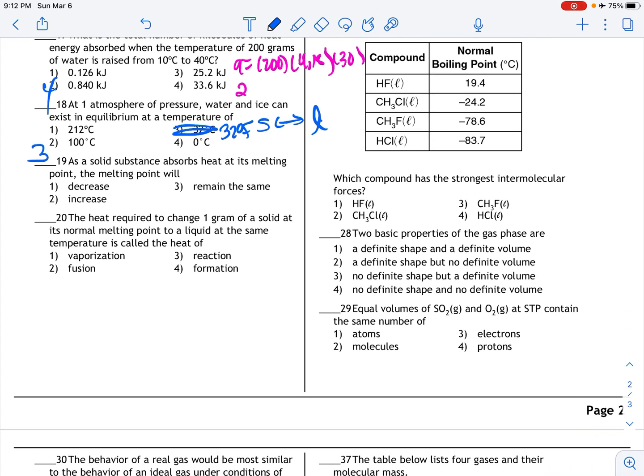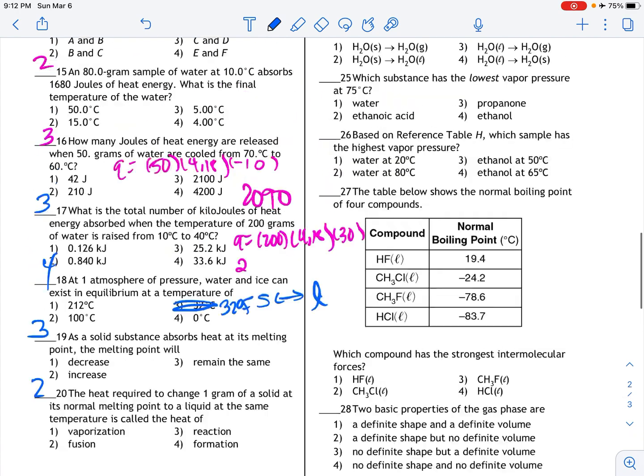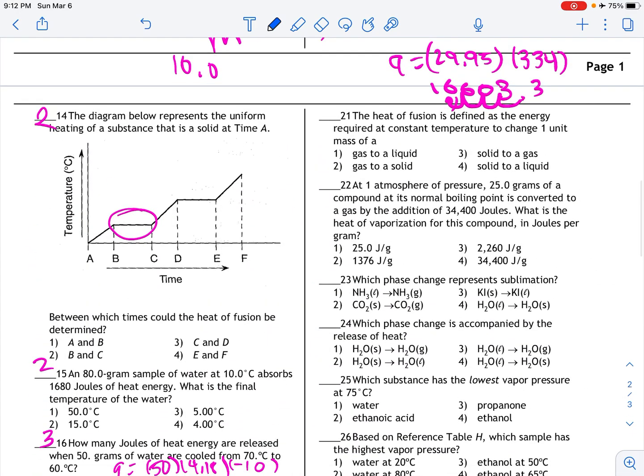The heat required to change 1 gram of a solid to a liquid. Solid to liquid, that's heat of fusion. For number 20, heat of fusion, we just did this one. Solid to liquid. Okay, so at 1 atmosphere pressure, 25 grams of a compound at the normal boiling point is converted to a gas by addition of this. Okay, so now we're actually looking for a heat of vaporization.